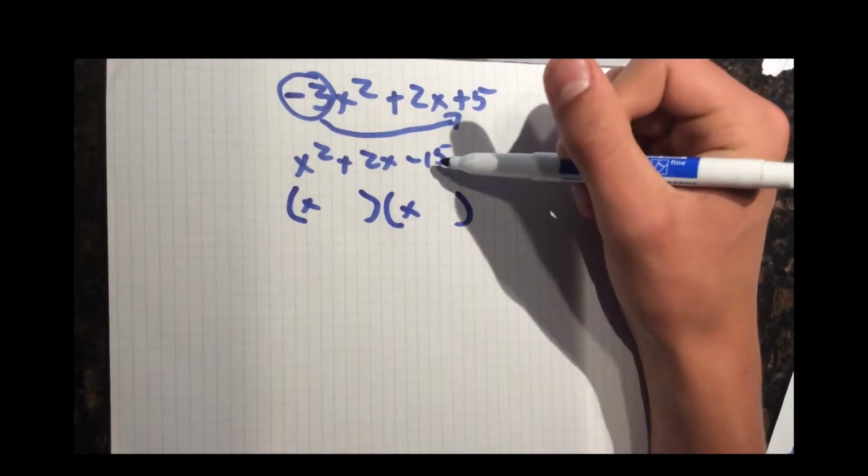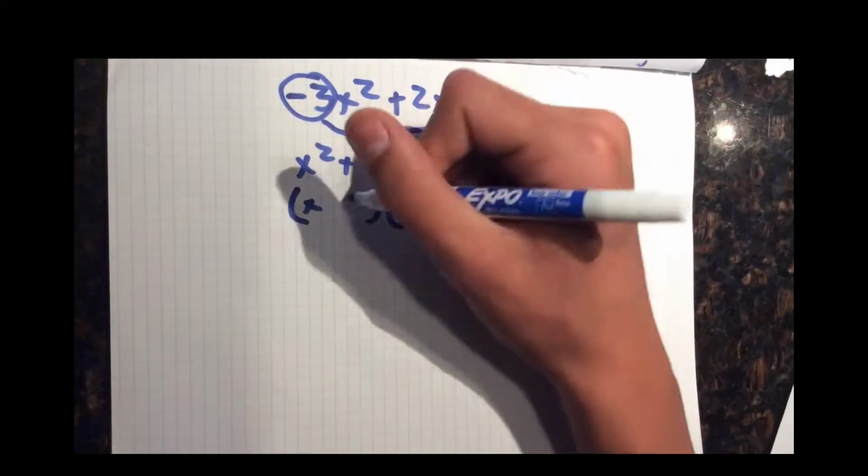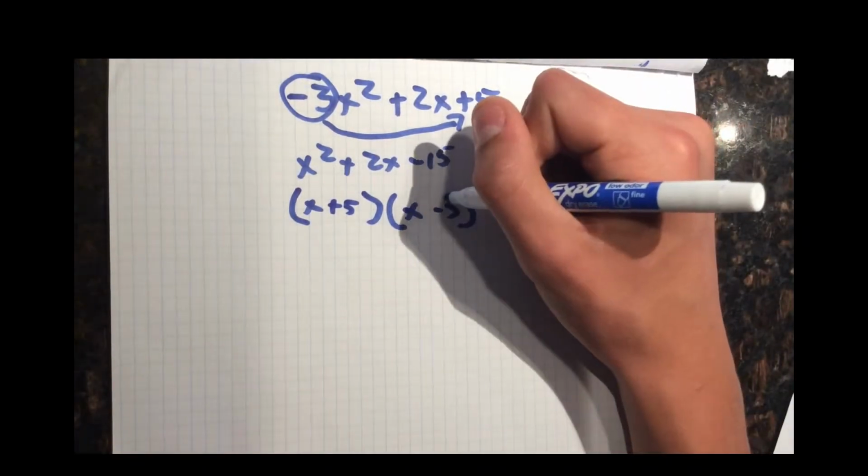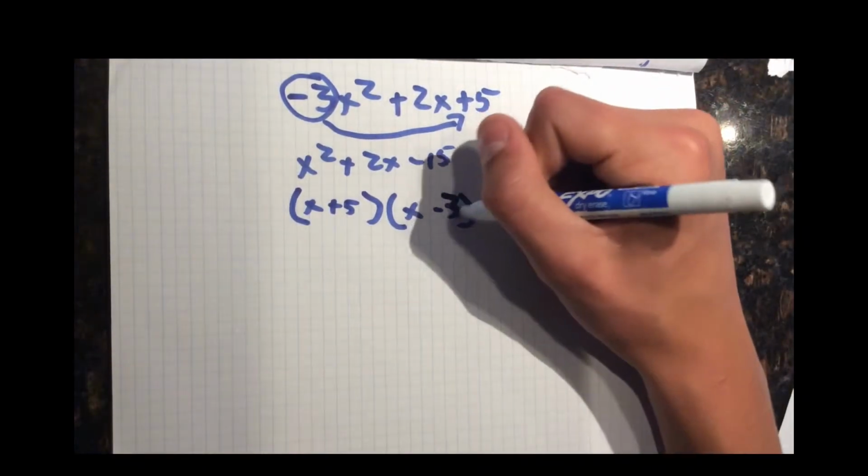Two factors of negative 15 that give us 2. That'll be plus 5, negative 3. That's not a 3, that's a very bad 3. That's true. That's a terrible 3.